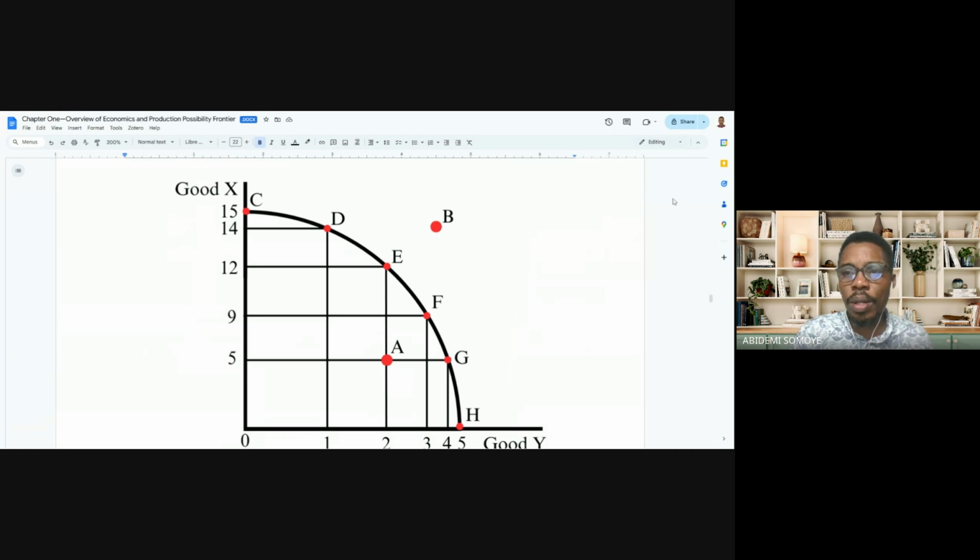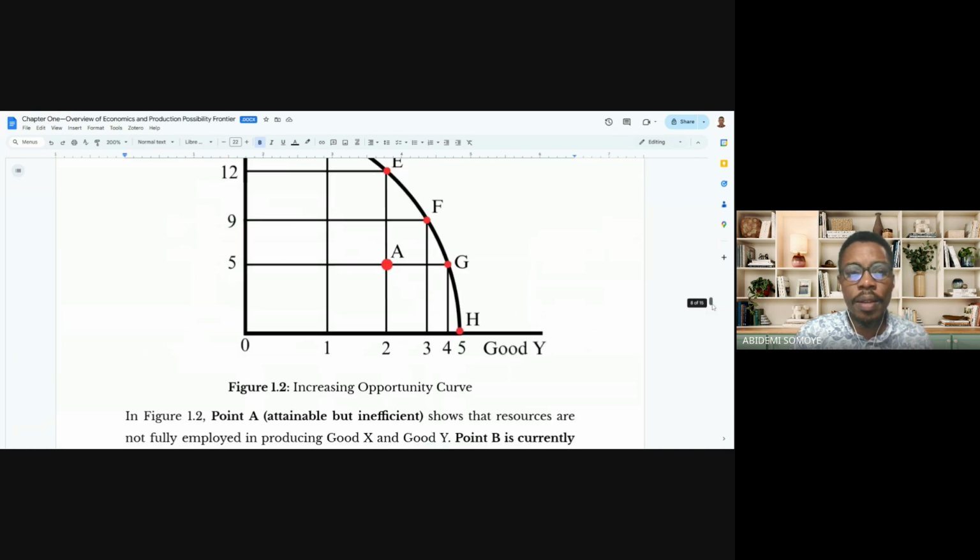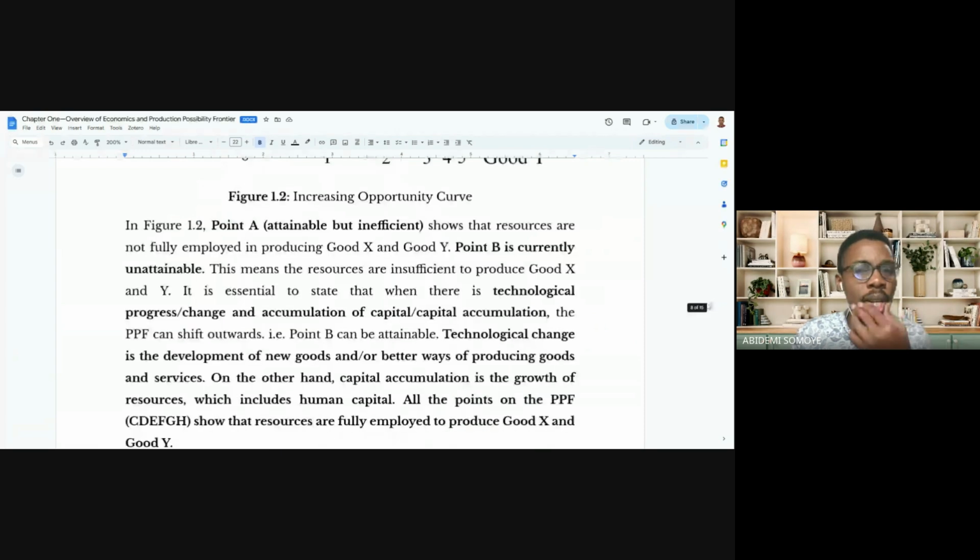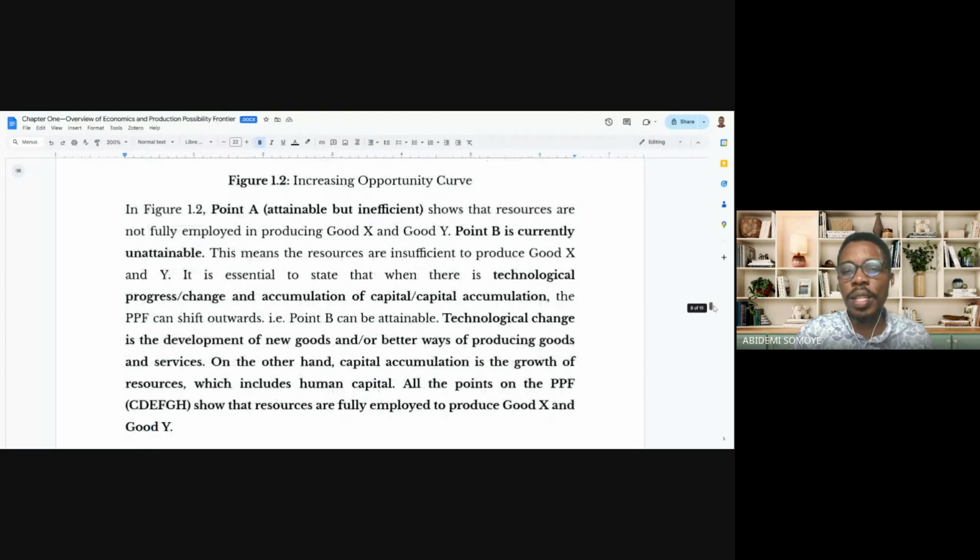What about constant opportunity cost? So let's see. Here it says in figure 1.2, point A is attainable but inefficient, which shows that resources are not fully employed in producing good X and good Y. Point B is currently unattainable. This means the resources are insufficient to produce good X and Y.